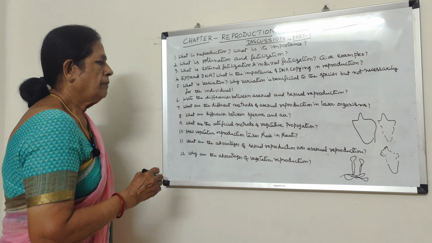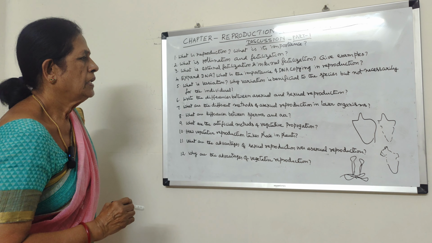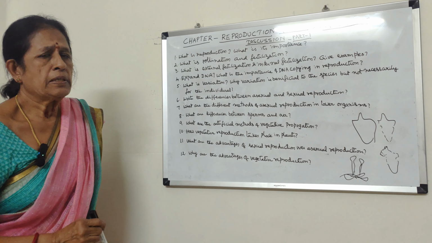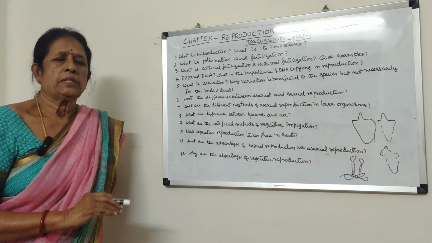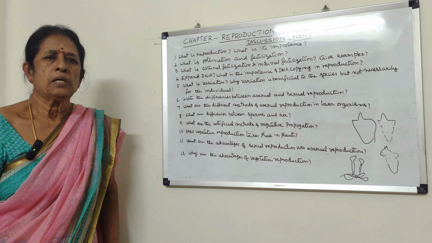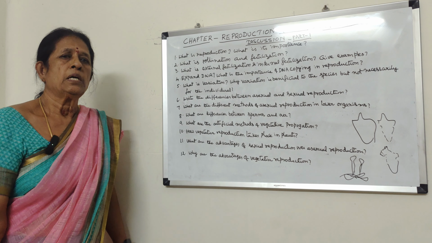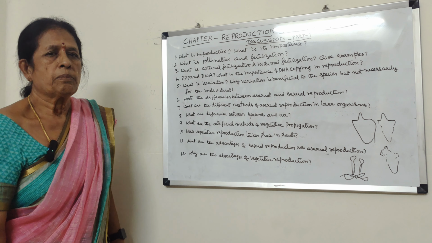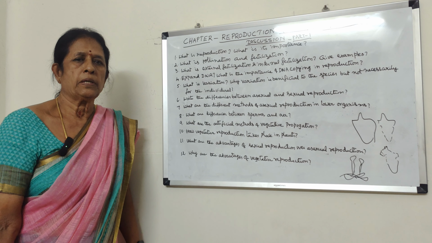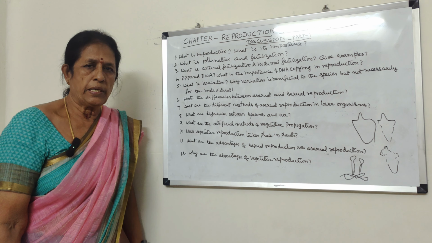Okay. Next, what are the differences between sperms and ova? It's very important. Sperms are male reproductive units, and ova are female reproductive gametes. Both are haploid. Sperms are produced in the male reproductive system, and ova are produced in the female reproductive system. Sperms are produced in testes. Ova are produced in ovaries.